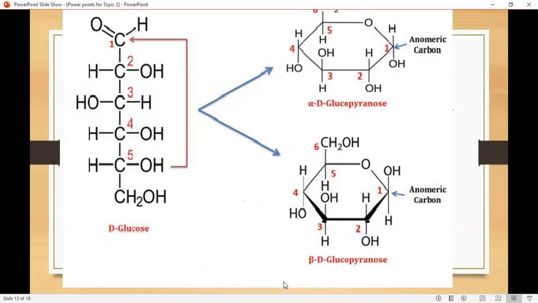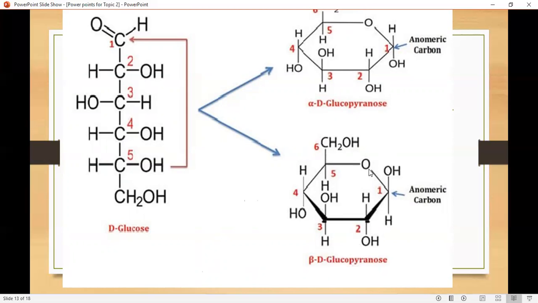So when you have beta D-glucopyranose, it means that this OH group is facing up. This is a D-glucose, and this is a pyranose. It is a pyranose because it's a 6-sided figure that has formed a cyclic structure.